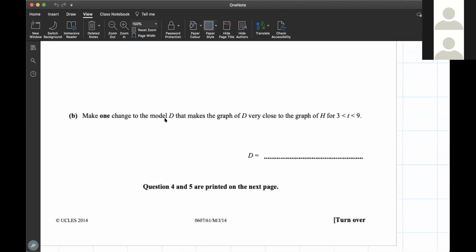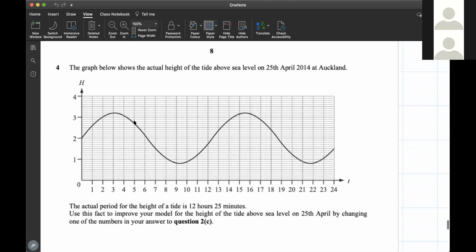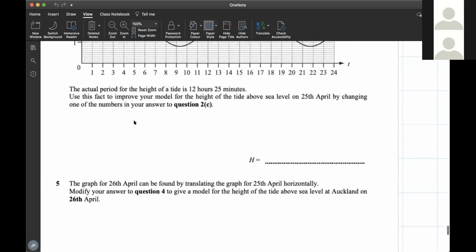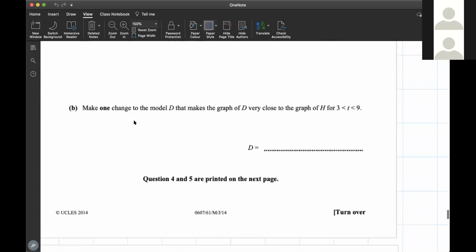Make one change. Look at that question. This is what I love, and this is where the calculator comes in. Make one change. This is the most beautiful part of the question. I know we'll not have time for 4, but I'll leave it as an exercise for you guys. This is a past paper question. You can take a look at it later on. But this is probably the most beautiful part of the question.